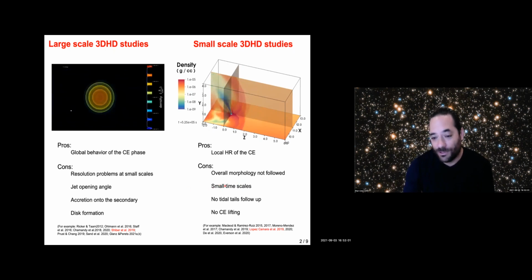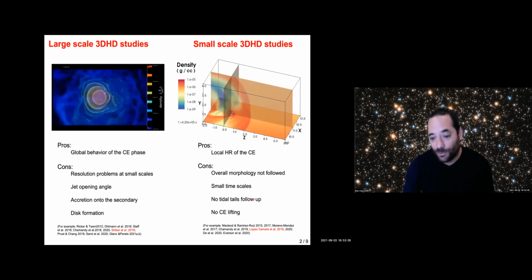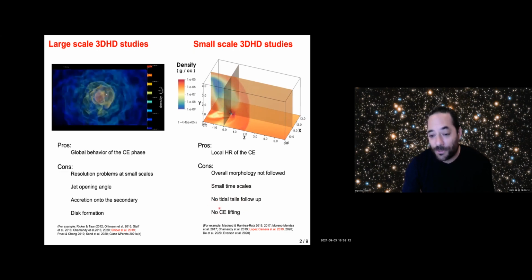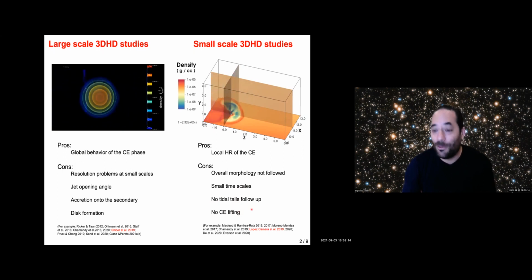You have to do small-scale times, and you can't see these beautiful tidal tails that Morgan showed a few days ago. And of course, we're not sure if we can really stop the common envelope.